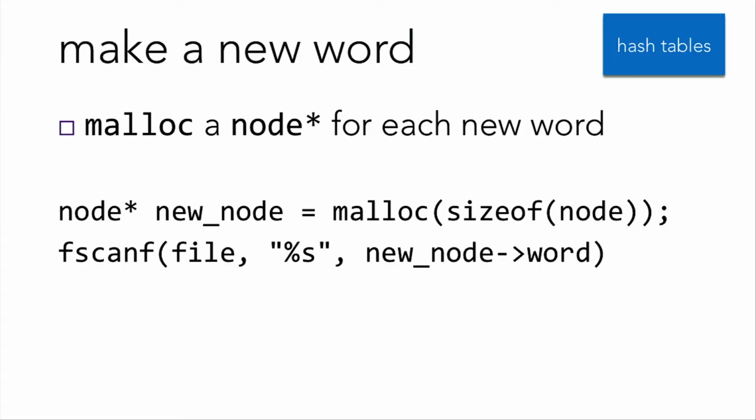Well, we first need to have a ball, right? So let's malloc a node for every new word that we have. Node star new node equals malloc size of node. Now that we have this structure, we can scan in, using the function fscanf, a string from our file, if that's a dictionary file, into new node arrow word, where new node arrow word is our destination of that word.